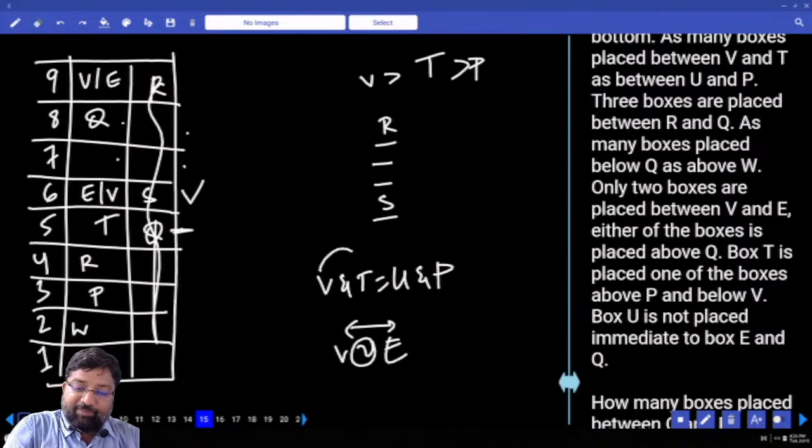He said the number of boxes between V and T should be equal to that between U and P.